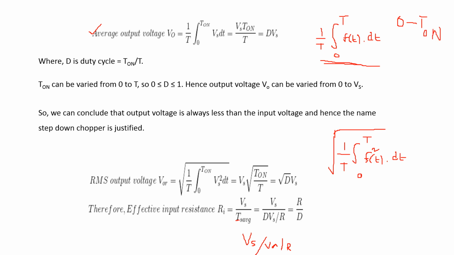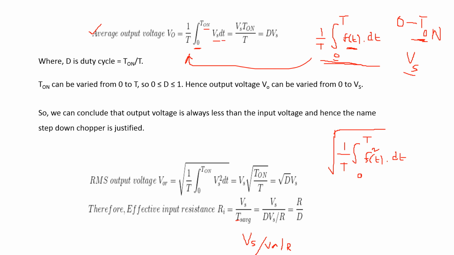So we are going to consider the limits as 0 to T on, because output voltages exist in the on time of the chopper. So this formula is going to be replaced by this one, that is 1 by T into integral 0 to T on of f of t. Here f of t is nothing but the function given as the output voltage. During on time of the chopper, output voltage is the same as the input voltage. So f of t is considered as Vs, that is integral 0 to T on of Vs into dt.